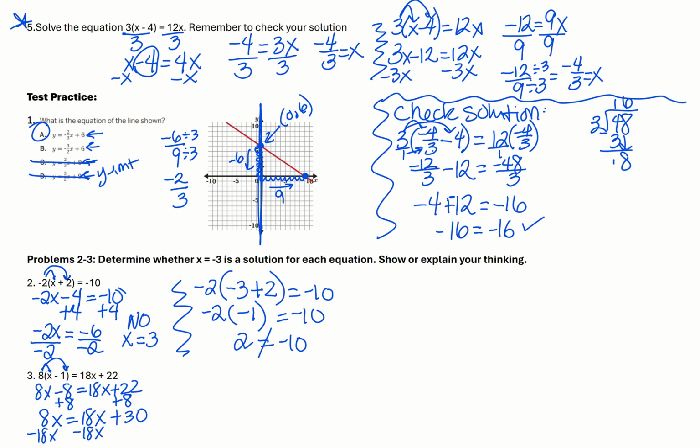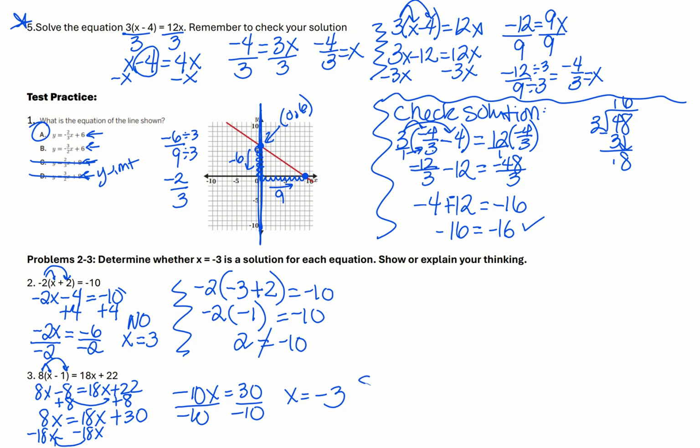If I move my constants one way, I want to move my variables the other way. Now, 8x's take away 18x's will get me a negative, because I am taking away more than I have. And then I'm going to have 10x's, because that's how many I have left, right? I subtract and keep the sign, and that's going to equal 30. So I divide by negative 10, because this is multiplication. The inverse is division. And a positive divided by a negative is a negative. 30 divided by 10 is 3. And look at that, we got negative 3.